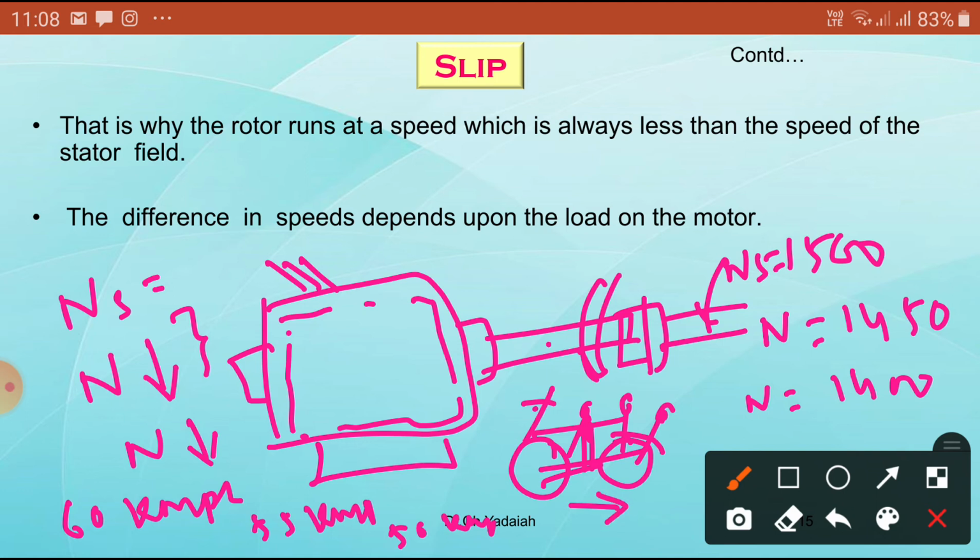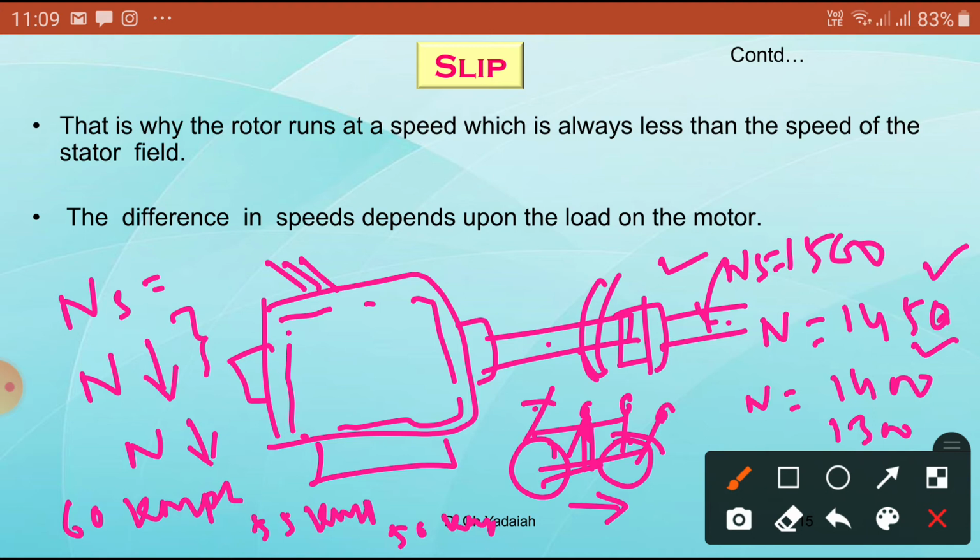Similarly, our motor also changes its speed with respect to the load added on the rotor. Okay, suppose initially there is no load, it is 1450 rpm. If load is added, 1400 rpm; if further load is added, 1300 rpm; if further load is added, 1200 rpm; if further loaded, it will go to 1000 rpm. So the speed is reduced once the load on the rotor increases.